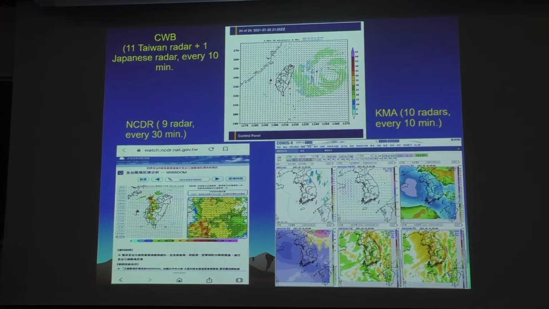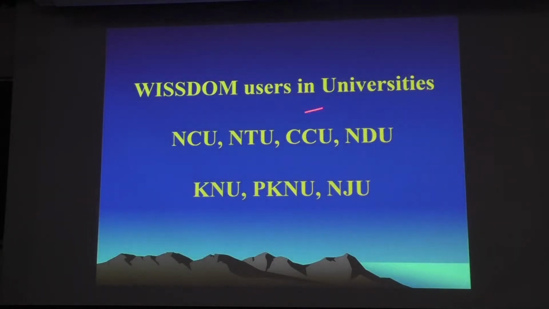Okay, and Wisdom is also running operationally in the Central Weather Bureau in Taiwan, and the NCDR in Taiwan. NCDR stands for National Center for Disaster Reduction, and also by KMA. And the users in universities include NCU, National Taiwan University, Chinese Cultural University, and the National Defense University in Taiwan, also KAU and PKAU in Korea, and Nanjing University in China.